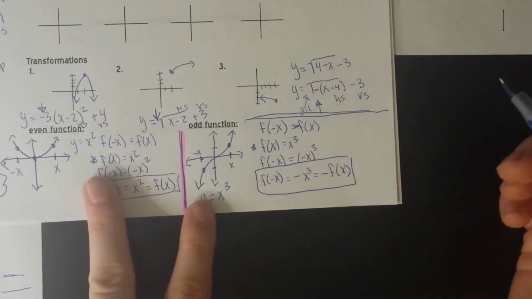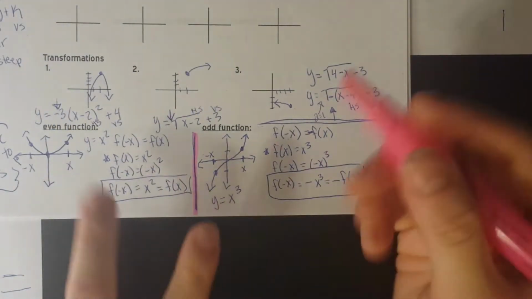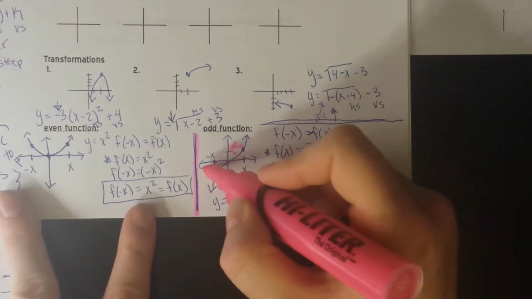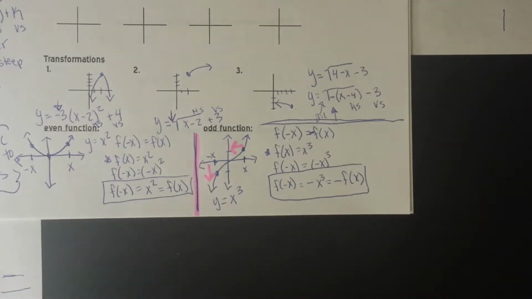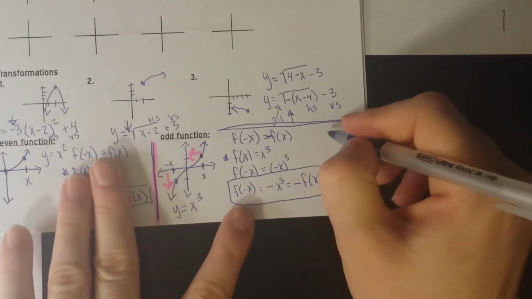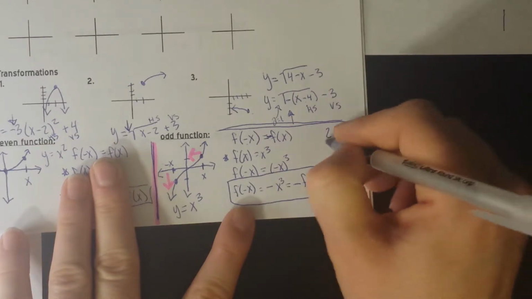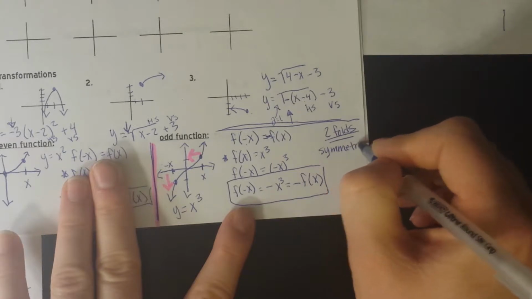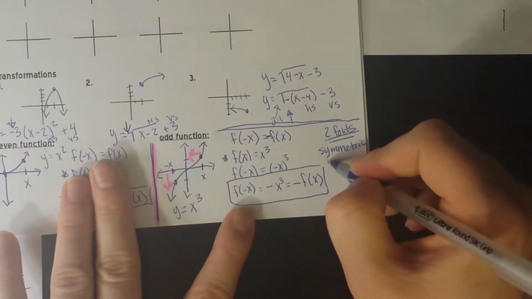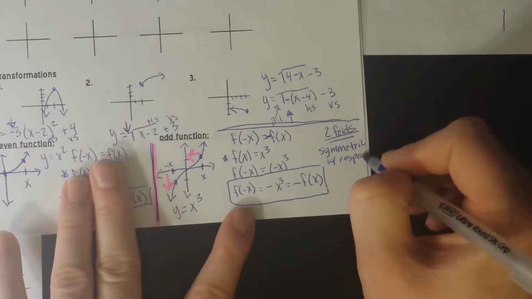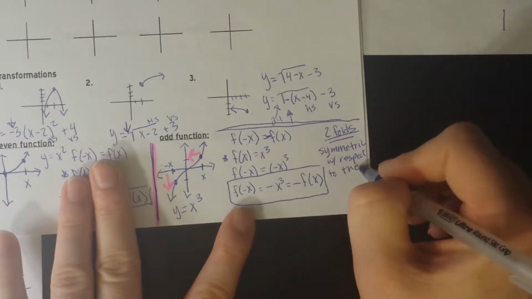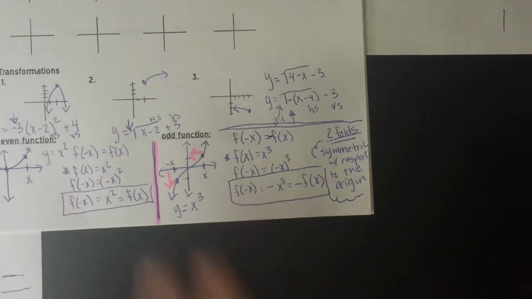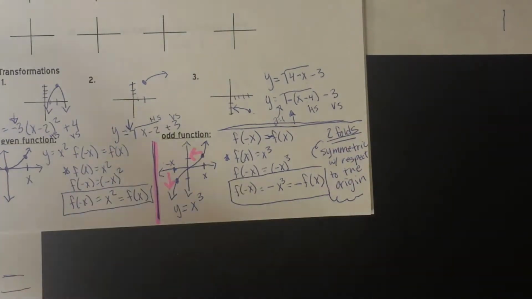So the odd function takes two folds. Let me do this in marker. The odd function, again, we have to fold it across the y-axis and then down across the x-axis. Two folds. Okay, so it is symmetric. We call that, if it requires two folds, symmetric with respect to the origin. Two folds means it's symmetric with respect to the origin.